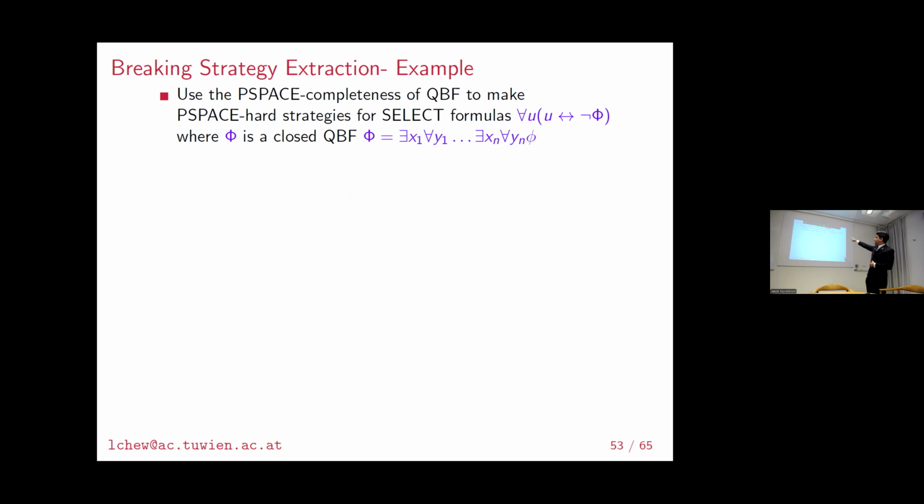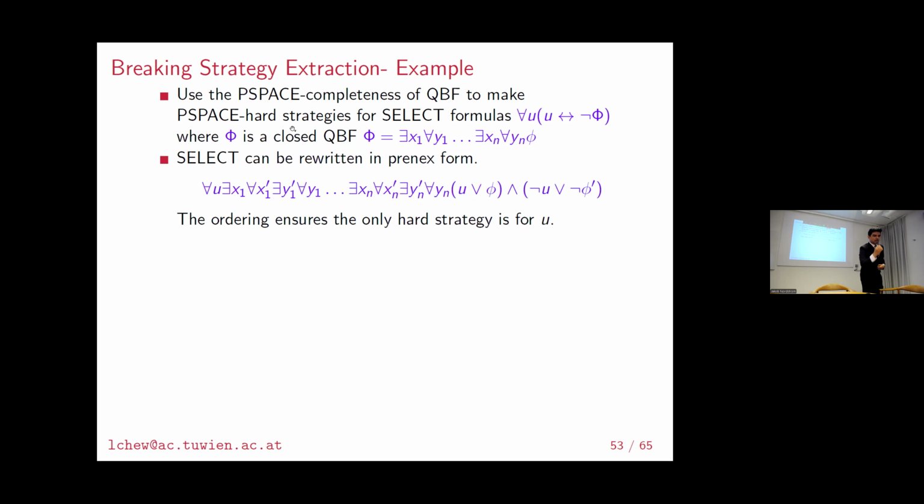And you can encode it in a very similar way to how you do this chess problem in a prenex form. You always have that the universal player gets to move afterwards. In this case, it means that selecting this u is the only hard strategy for the universal player, because for all the other variables, you're just kind of copying what the opponent is doing. And now we're not playing over chess, we're just playing over the QBF game.